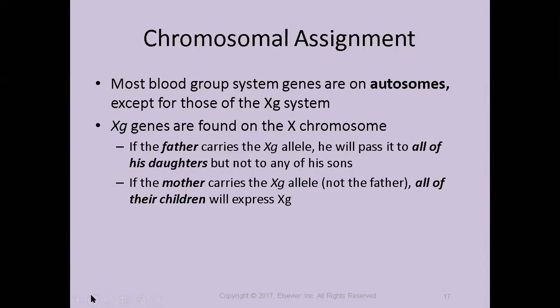Most blood group system genes are on autosomes, okay, except for one system called the XG system. So the XG genes are found on the X chromosome, which means if a father carries the XG allele, he will pass it to all of his daughters, okay, because he gives that one X to every daughter, but not to any of his sons because he does not give his X to a son. If the mother carries the XG allele and not the father, all of their children will have the XG because the mother gives an X gene to every child. She gives an X to her female offspring and an X to her male offspring as well.